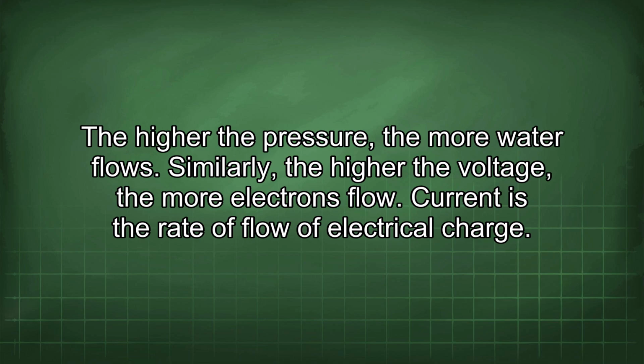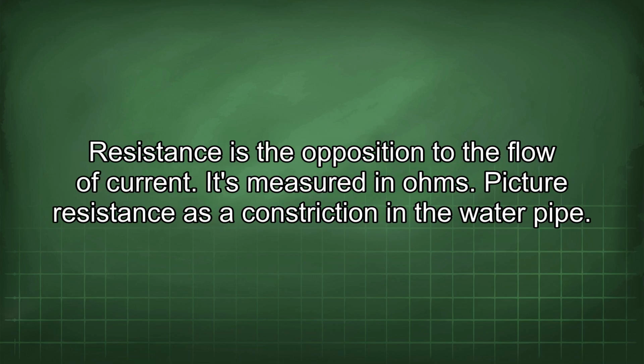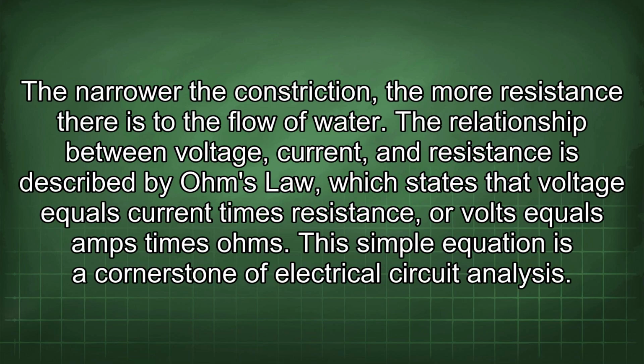Current is the rate of flow of electrical charge. It's measured in amps. Imagine current as the amount of water flowing through the pipe. The more water flowing, the higher the current. Resistance is the opposition to the flow of current. It's measured in ohms. Picture resistance as a constriction in the water pipe. The narrower the constriction, the more resistance there is to the flow of water.